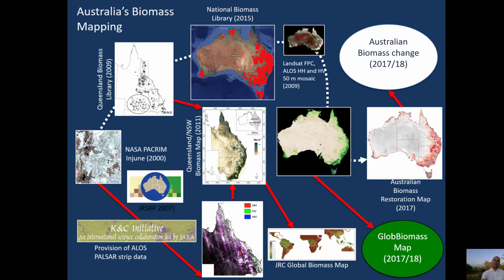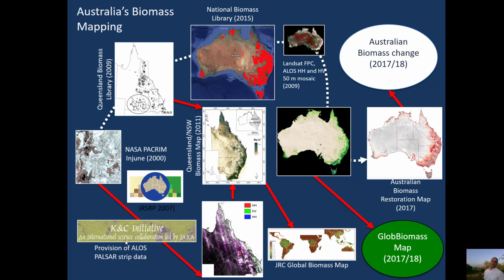At the same time, in the early 2000s, we worked on the K&C initiative with JAXA, and they provided us with 50-metre strip data for all of Australia. When we first put our mosaic together, it was a little bit shocking, very stripy, but we worked out that it was due to rainfall. We then took the 2009 image strips, where there was no rainfall across a lot of the areas, and used that with the ground data to produce the first Queensland biomass map, which was used in the JRC Global Biomass Map.